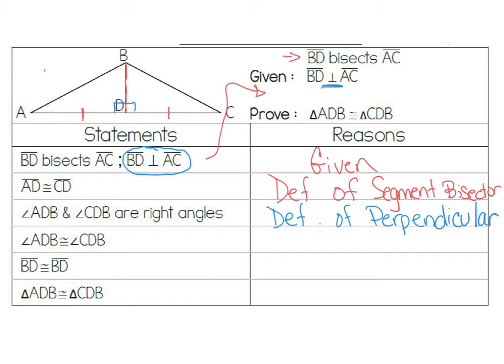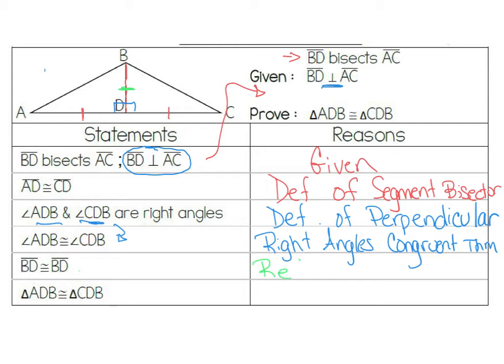So now we're saying that angle ADB is congruent to angle CDB. Well, these are exactly the same thing, but now instead of saying they're right angles, we're saying they're congruent. Well, if the 2 angles are right angles, then they are congruent to each other because of the right angles congruent theorem. And now we have BD is congruent to BD. Well, that's saying something is congruent to itself. And when something is congruent to itself, that's the reflexive property.